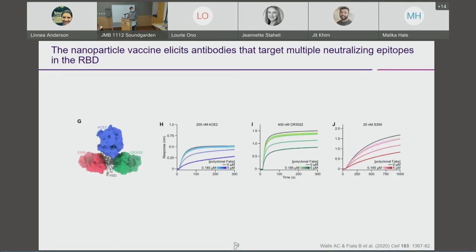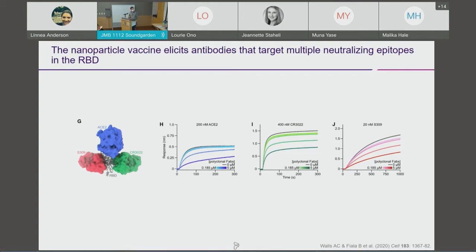And so, encouraged by these results, we continued. One of the potential criticisms of an RBD-based vaccine, of course, is that you're not providing the full complement of potentially protective epitopes that are present in the spike trimer. And early on in the pandemic, people were really concerned about this. And so Lexi set up a competition BLI assay that we could use to measure, are we making responses against multiple epitopes in the RBD, or are we getting just a very kind of non-diverse oligoclonal response?